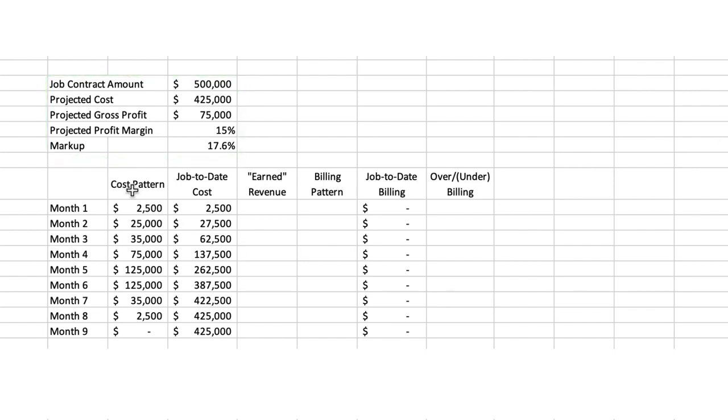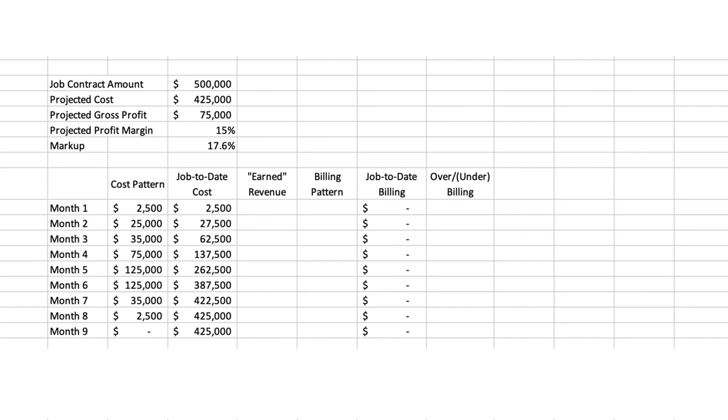We're showing here the cost for each of the months during the job. So you see in month 1, there was only $2,500 of cost. Month 2 had $25,000 in cost. So at that point, the job to date cost was $27,500. And then you can see the rest of the numbers for the 9-month period.